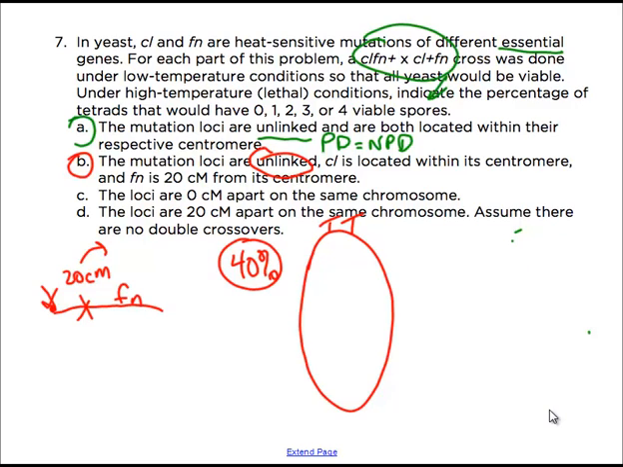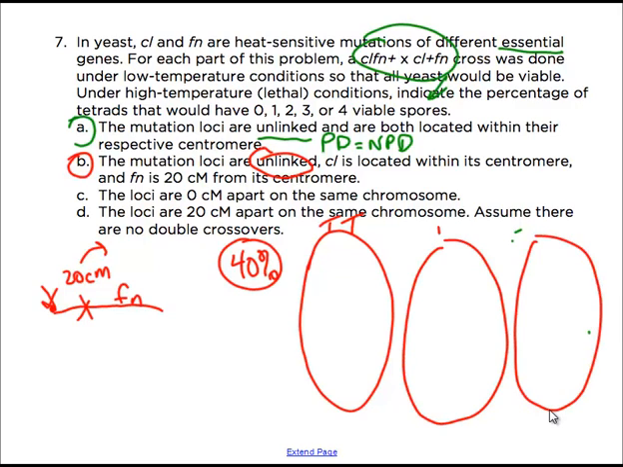The 60% that are left, they were unaffected, and since things are unlinked, those are going to be PDs and NPDs, right? We just said a minute ago, so there's really no need to draw it all over again. In a PD, there are 0 spores that are viable, and in an NPD, there are 2. Since half and half, we're going to have 30% of these and 30% of these.